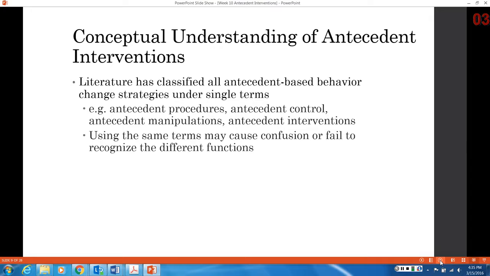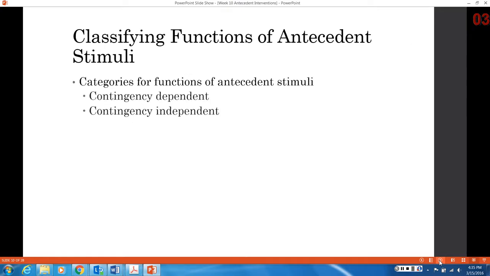Now, in the literature, we often see the term antecedent interventions in reference to any antecedent-based interventions. However, as you will learn, different antecedent stimuli have different functions, and it is important to learn the distinction between different types of antecedent approaches. We might categorize antecedent stimuli as being either contingency dependent or contingency independent.